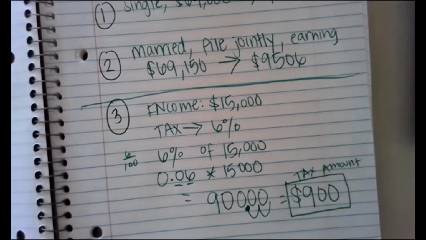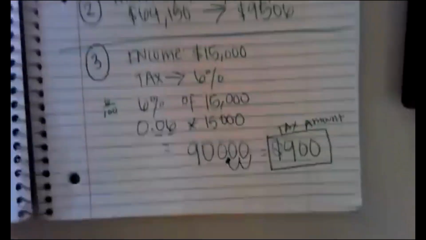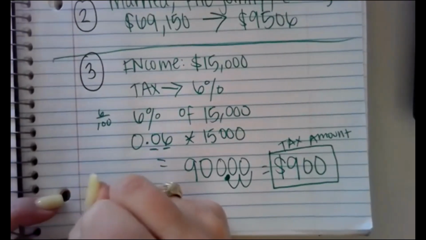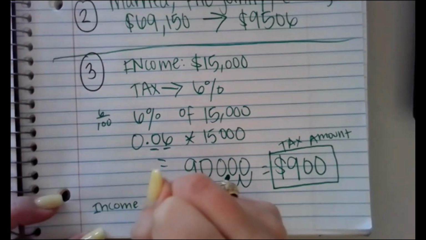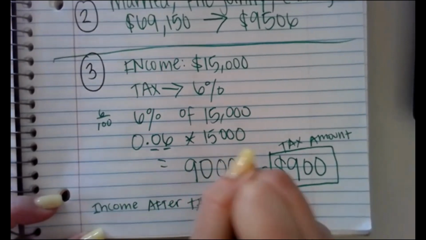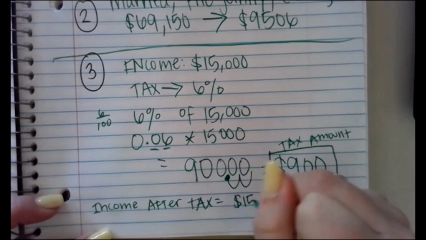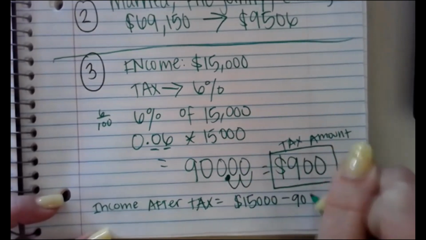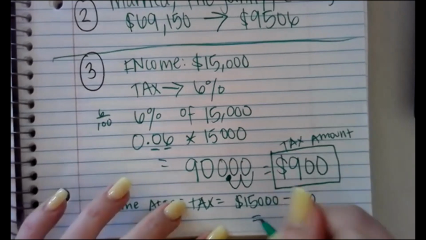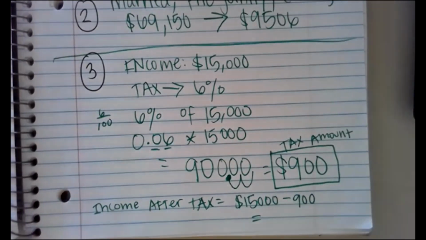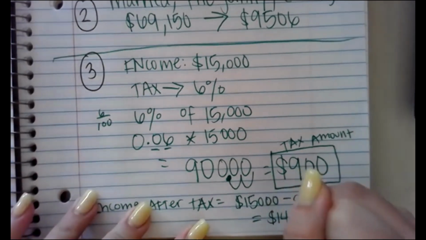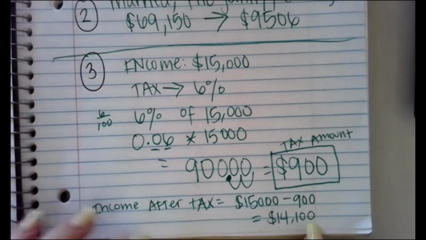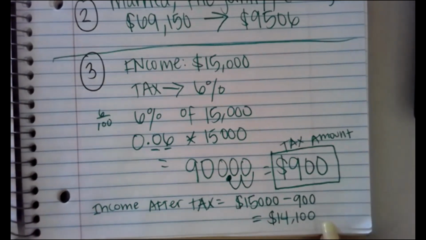Sometimes a question may ask you what's their income after taxes. So if we were to figure out their income after tax, what we would do is we would do the $15,000 minus their tax amount, and their income after tax, in this case, 15,000 minus 900 would be $14,100. So that's really their income after they pay their taxes, which again, is not that much money.